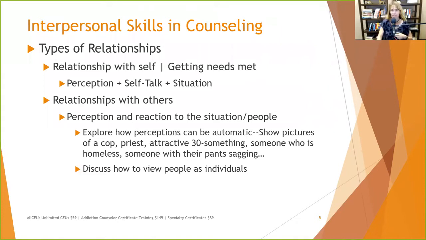And then the relationship with others: the perception and reaction to the situation and the people.